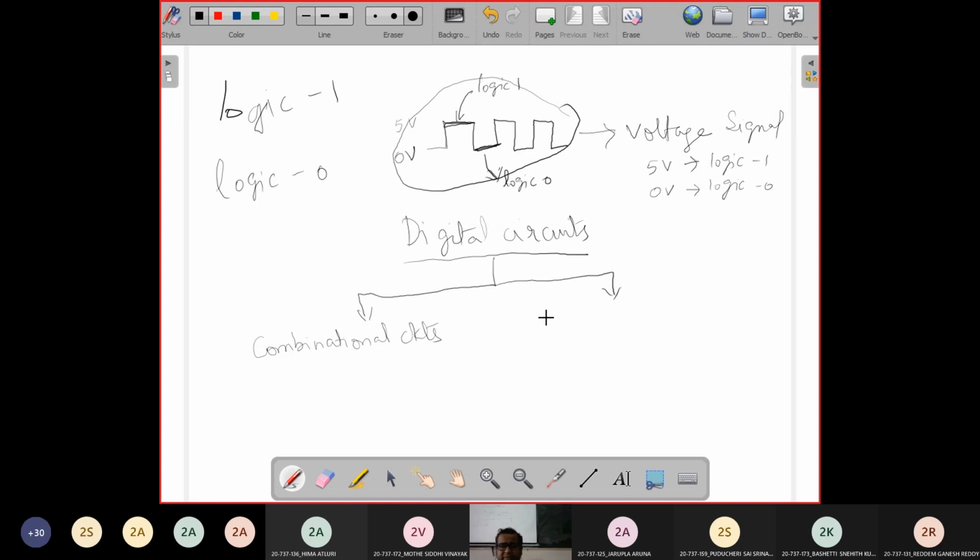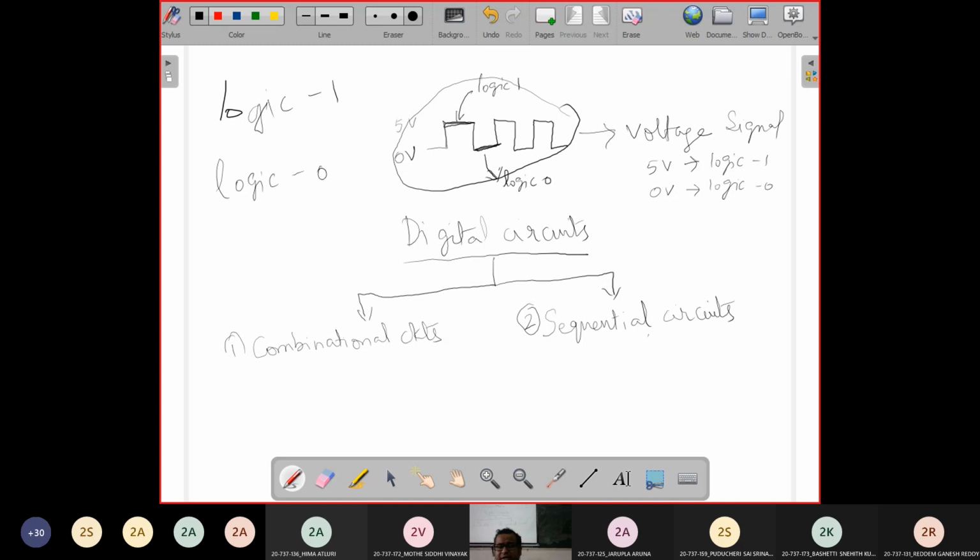Basically, we are dealing with digital circuits in this course. Digital circuits are categorized into two types. The first type is referred to as combinational circuits, and the second one is referred to as sequential circuits. These are the two important types of circuits which we are going to study in this course. In the entire course of digital electronics and logic design, we'll try to understand how we can design these combinational circuits and also how we can design sequential circuits.